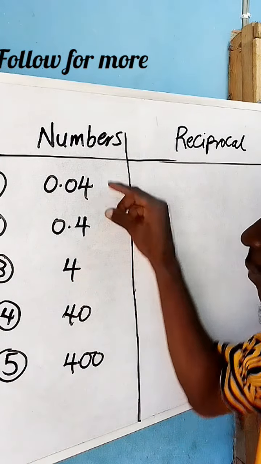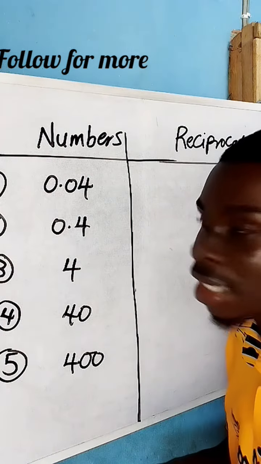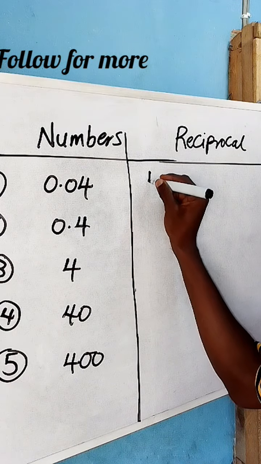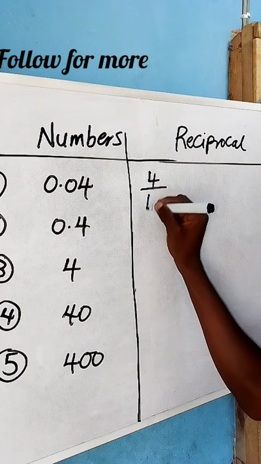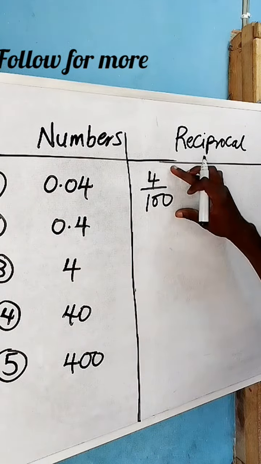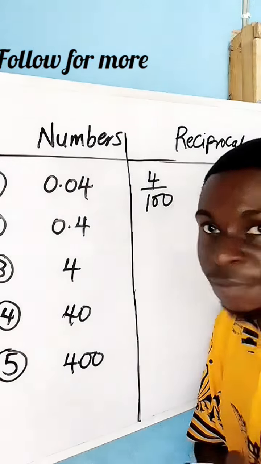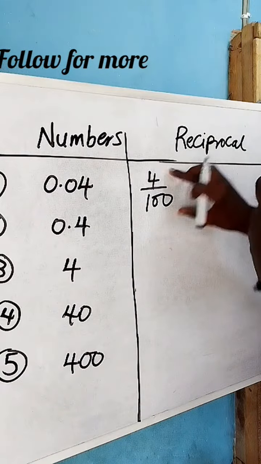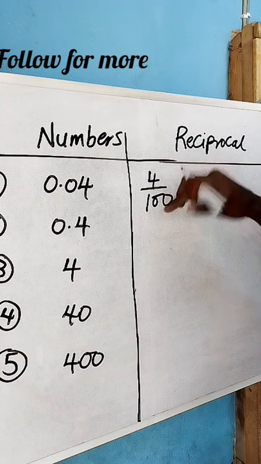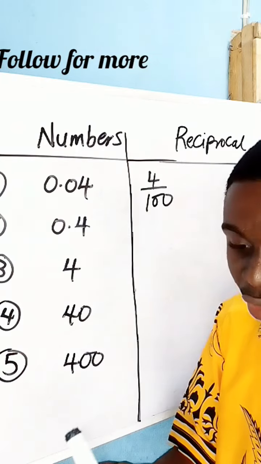Now 0.04, if you want to convert this to a fraction, this becomes 4 over what? Over 100, because we have 2 zeros. So you convert this to a fraction, you're going to have 4 over 100. Alright, so the reciprocal of these numbers means that you should invert this fraction. That's the word reciprocal, invert the fraction.